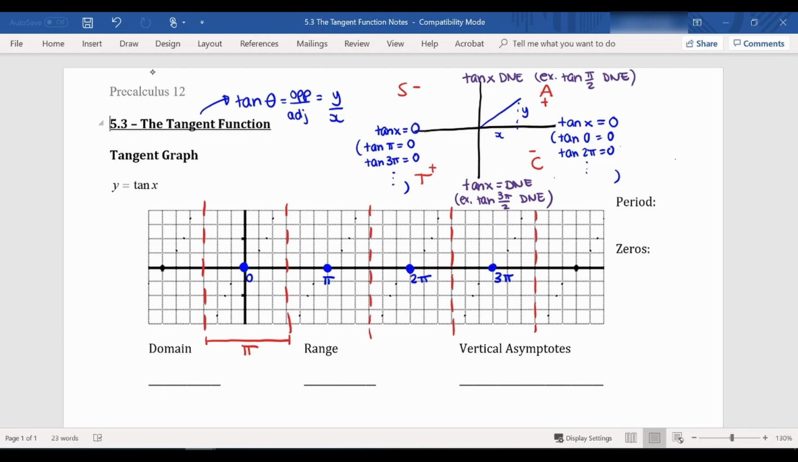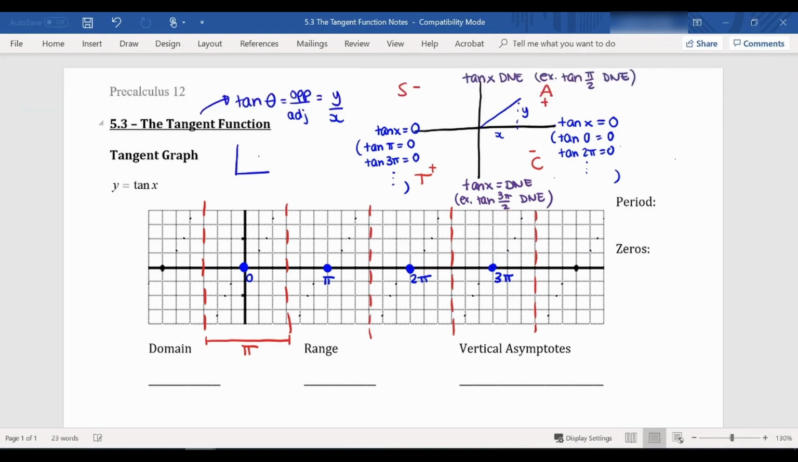So 6 boxes in my graph here is pi units. Okay. Now we're going to use the fact that we know where tangent is positive and negative to actually draw in our curve here.